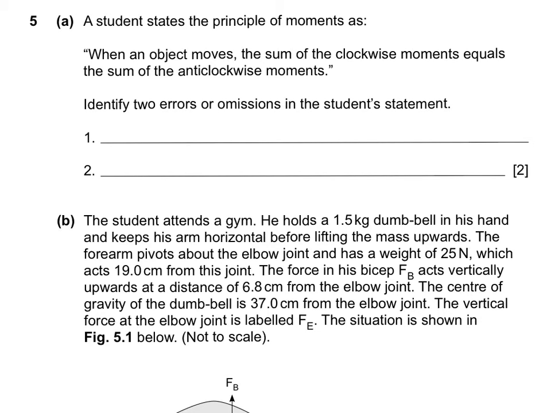Okay, firstly, it's not about when an object is moving. This happens when an object is in equilibrium, and in particular, rotational equilibrium. So when an object is in equilibrium, the sum of the clockwise moments equals the sum of the anti-clockwise moments. You also have to be specific and say that these moments have to be about the same point.